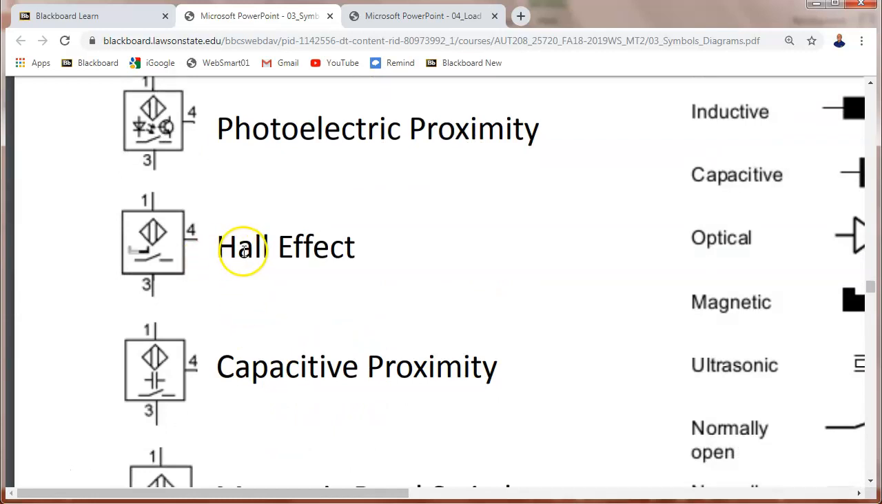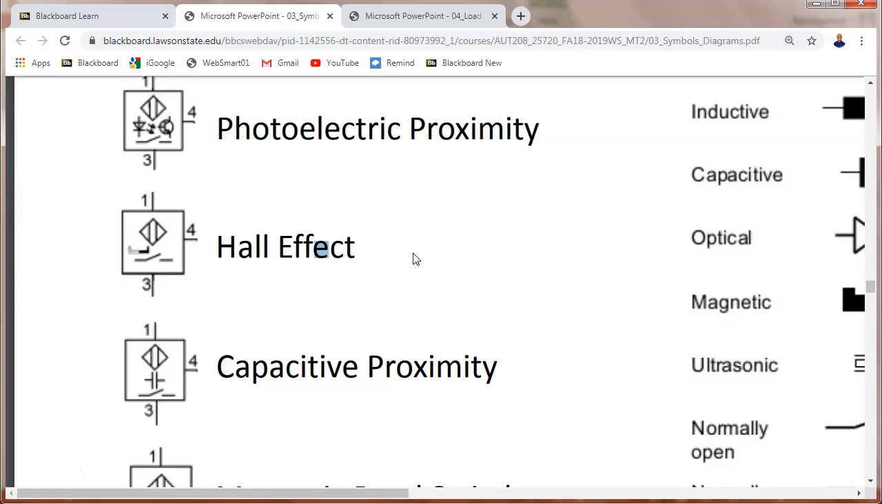This is not a Hall effect, by the way. That's wrong. How do I know it's not a Hall effect? Oh, it's capacitive. I'm sorry. I saw this right here. This is capacitive. No, this is not a Hall effect. I would have this wrong. How do I know that's labeled wrong?